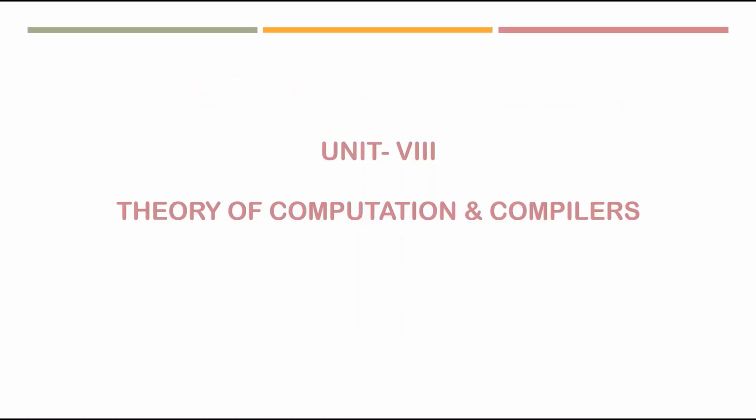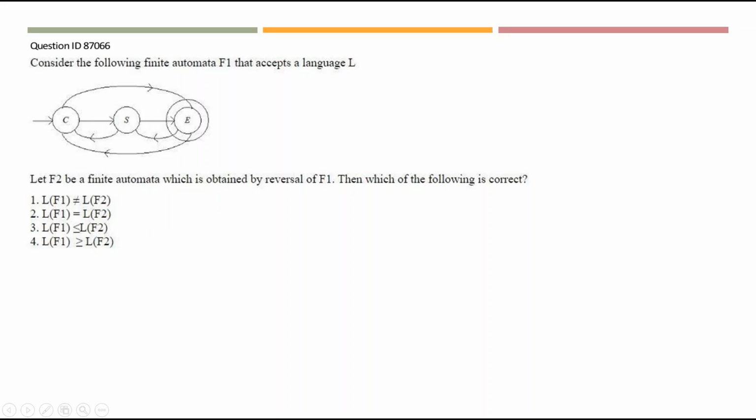Let's discuss Unit 8 solutions. Consider the following finite automata F1 that accepts a language L. They have given the transition diagram. Let F2 be a finite automata which is obtained by reversal of F1. Then which of the following is correct?